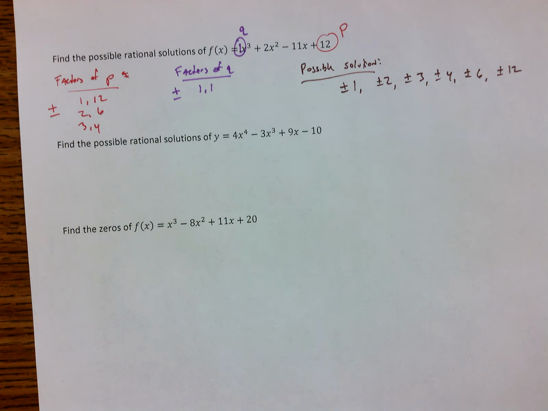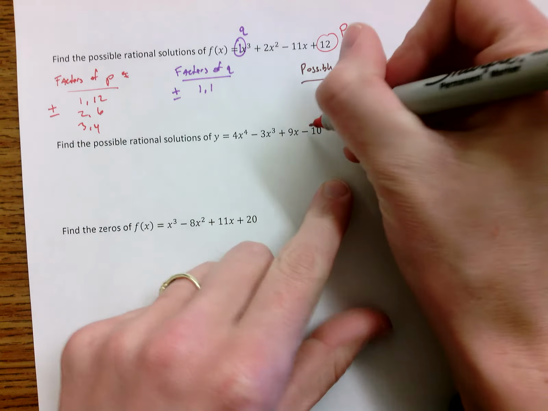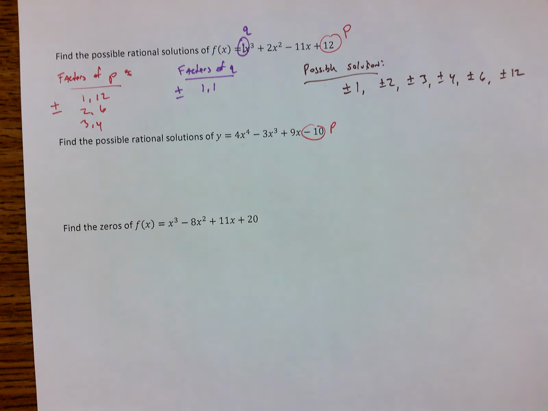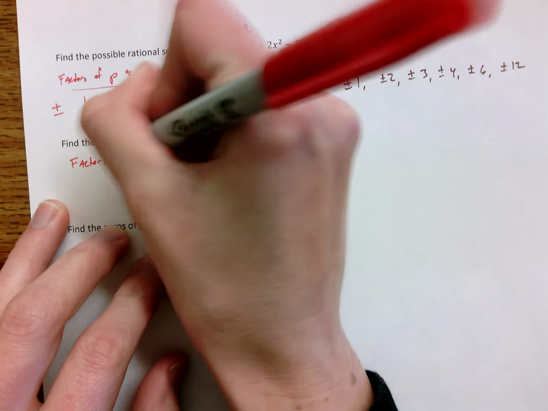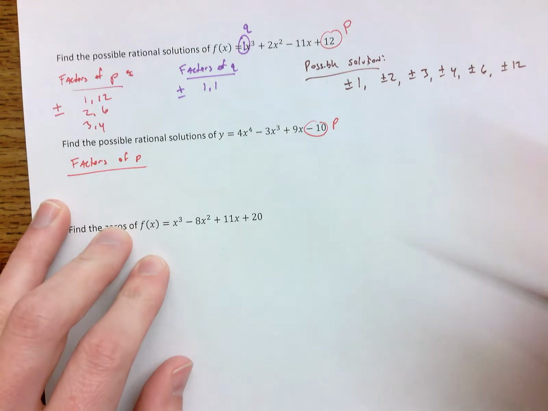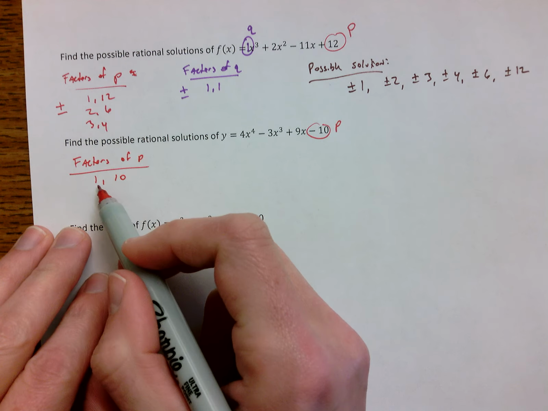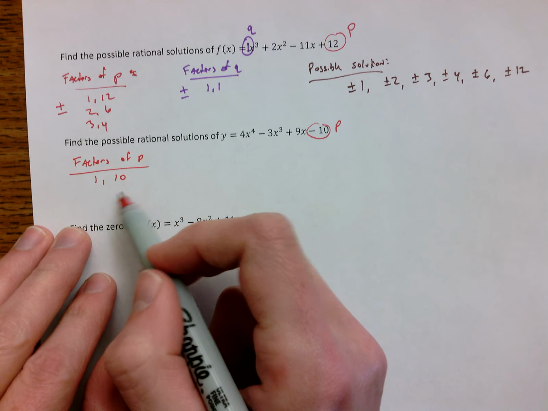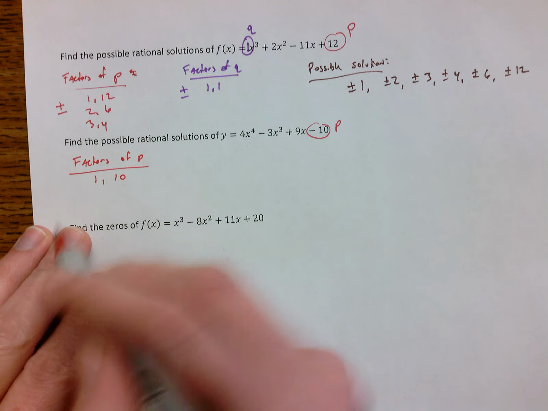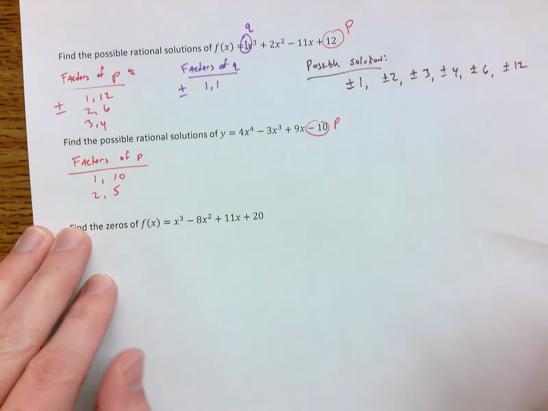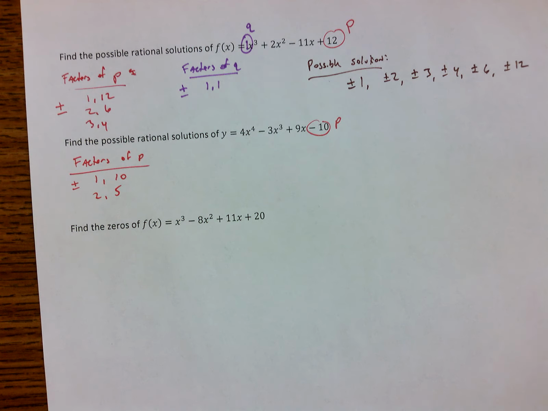Okay, so we're going to do the same thing, find the possible solutions of this, where it's going to be a little bit trickier. So in this case, P is going to be negative 10. I'm going to start by finding the factors of P. So I could do 1 and 10, so either negative 1 and positive 10 or positive 1 and negative 10, right? Some combination where one of them is going to be negative. Or 2 and 5, where again, some combination where one of them is going to be negative. So they could be positive or negative.